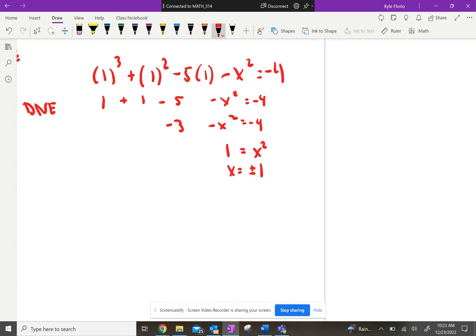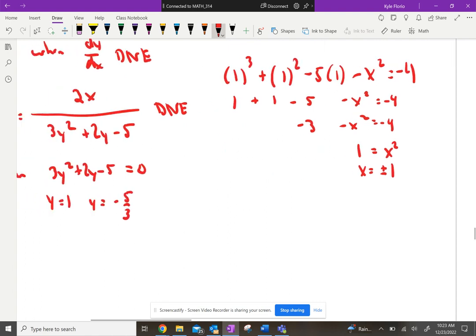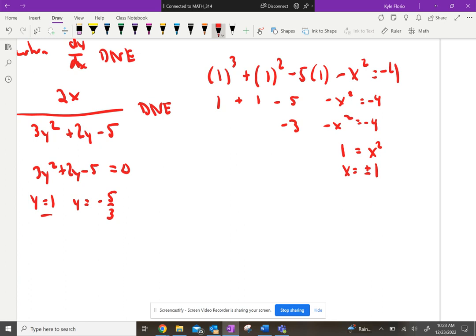Oh. Plus or minus 1. A lot of people on that quiz, I remember, got that wrong. So we have right now 2 points where we have a vertical tangent line: at x equals 1, y equals 1, and x equals negative 1, y equals negative 1. I'm going to write them all down in a second, but right now we have 1, 1, and negative 1, 1.